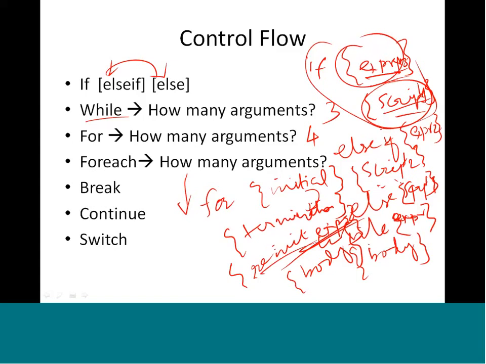Actually, foreach takes 3 arguments. Like this is 2 arguments. While takes 2 arguments, for takes 4, and foreach takes 3. So what are the 3 arguments it takes? It takes a variable, then the input list, and then the body. So it picks up one variable at a time from the list and then runs the body for each one of them.